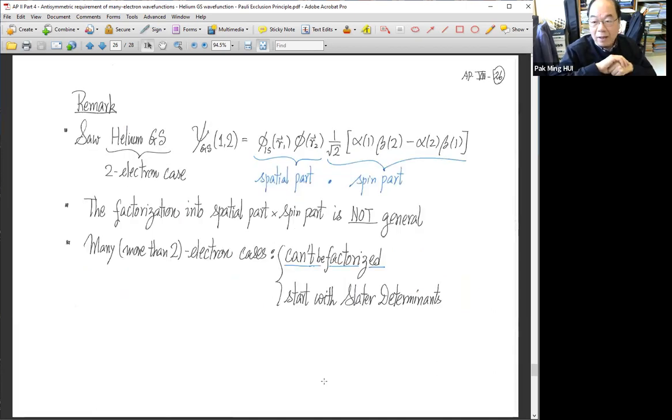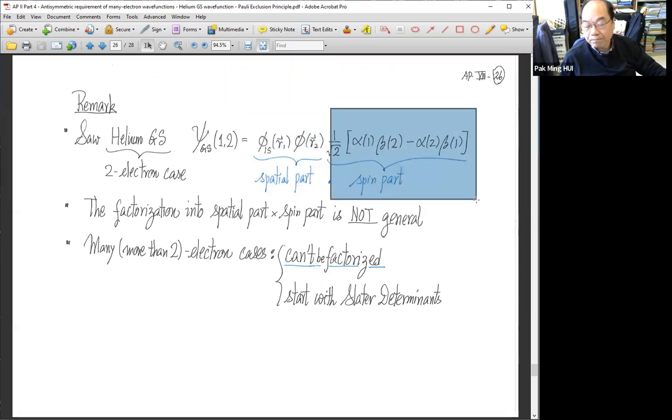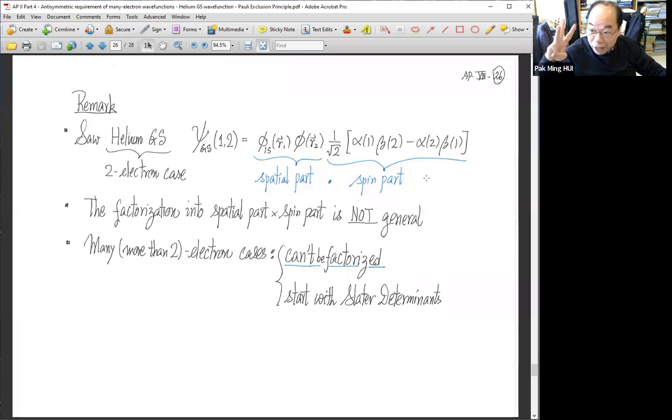Okay? A final remark before we move on. We have seen the helium ground state situation. It is a very simple situation with 2 electrons, and we have seen it is possible to factorize the 2 electron wave function into spatial part times spin part. Key point, don't think that a 3 electron wave function can do that, or a 4 electron wave function can do that. Generally it's not true.